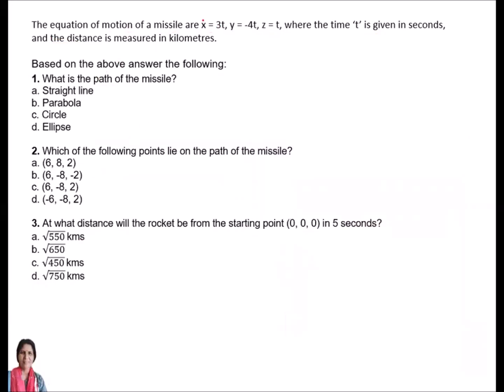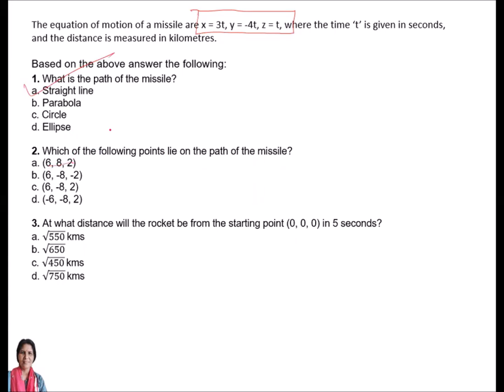First, x is equal to 3 times t, y is equal to minus 4 times t, z is equal to t. That means x, y and z are all functions of t. So it is the equation of a straight line. A is the correct answer.